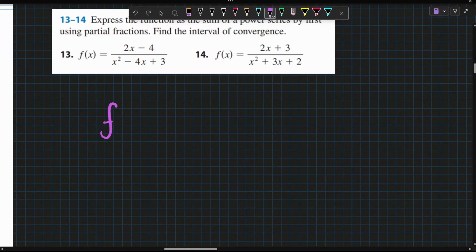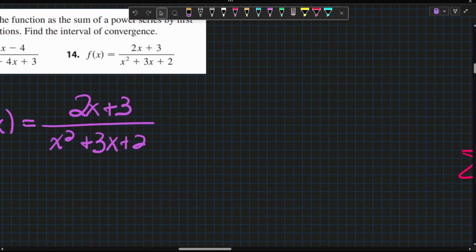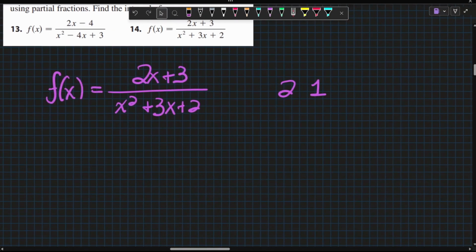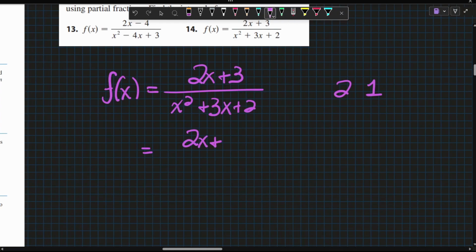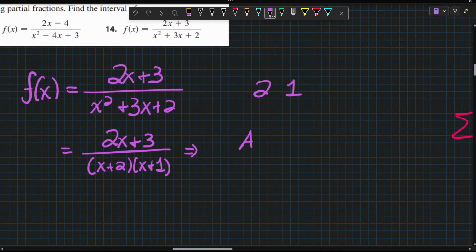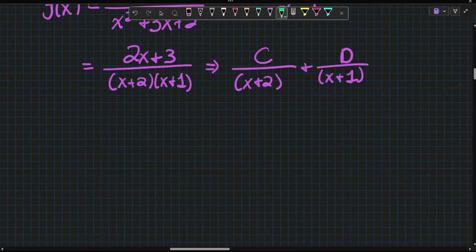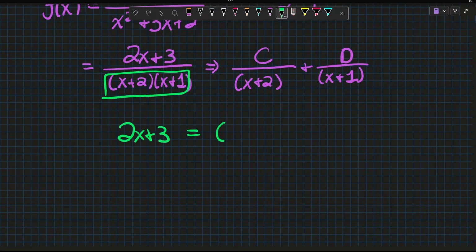So we have here f at x is equal to 2x plus 3 over x squared plus 3x plus 2. And we have factors of 2 and 1. Oh yeah, 2 and 1. Okay, so here we get 2x plus 3 over x plus 2 times x plus 1, because that's simplified as it goes. Now we want to convert this to the form, we use different coefficients, c over x plus 2 plus d over x plus 1. Now again, we'll do the same thing. We multiply both sides by the denominator. We get that 2x plus 3 is equal to c times x plus 1 plus d times x plus 2.